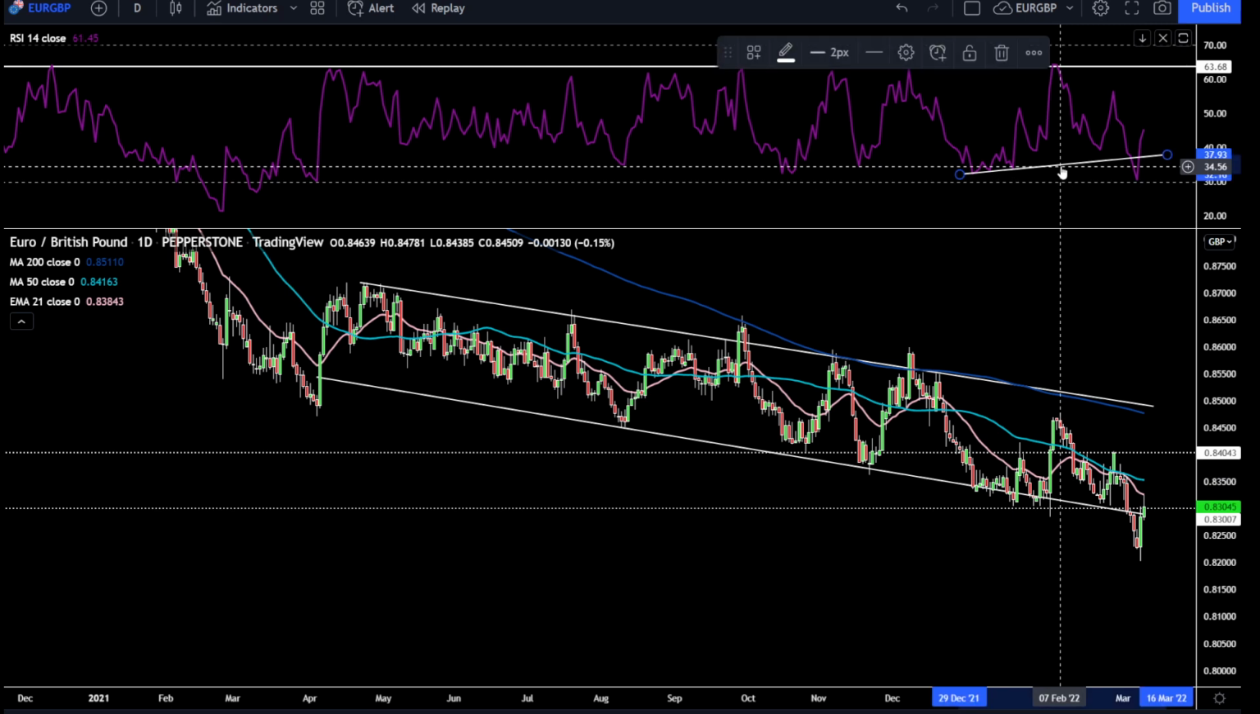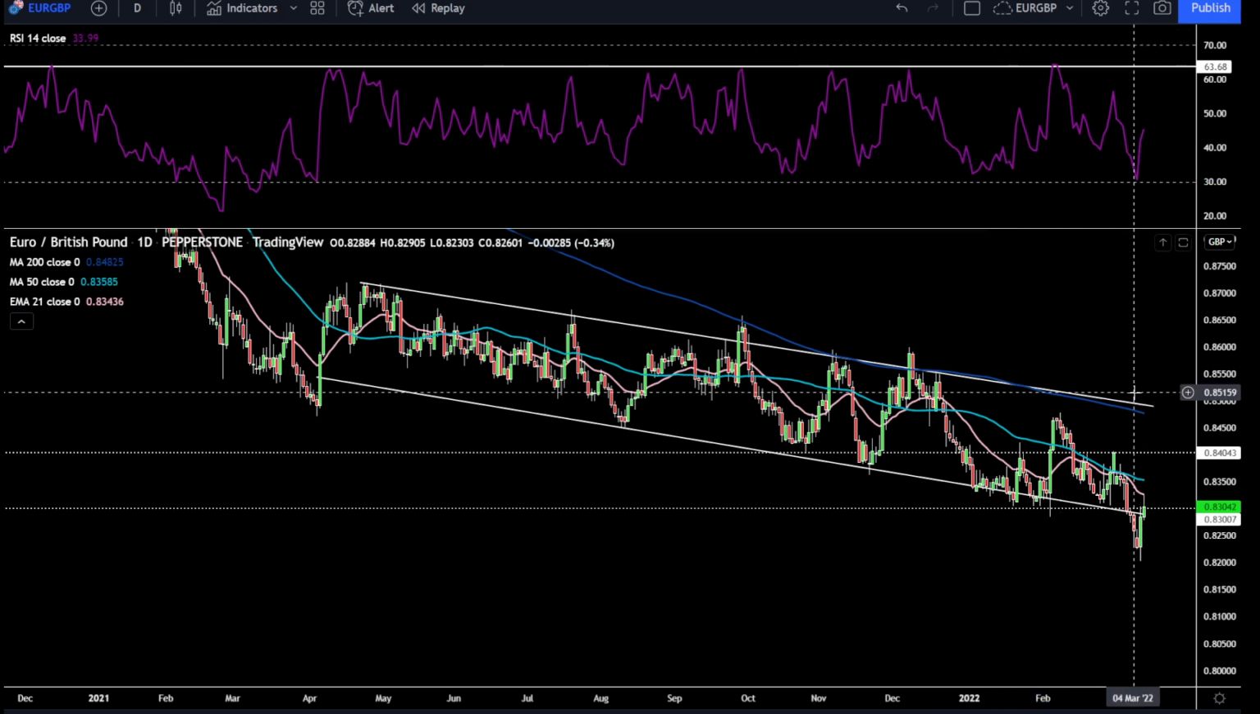Sorry, what am I saying? There's no divergence there. That's gone lower, so that makes no sense. Forgive me there, haven't had my morning coffee yet.